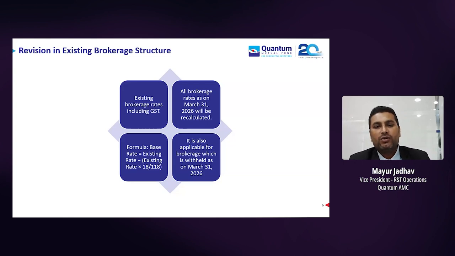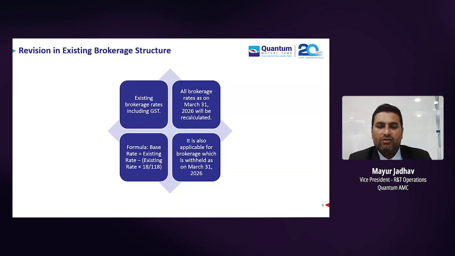So whatever brokerage has been withheld as on 31st March, or whatever transactions have been done prior to 31st of March, and for that particular transaction, if we are processing a brokerage now, then for all those transactions also the brokerage will get paid exclusive of GST.